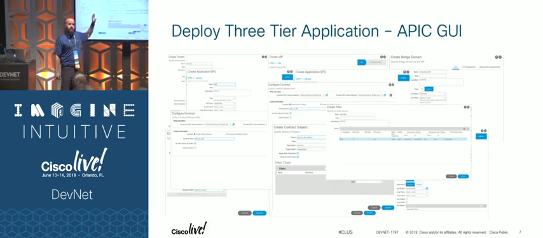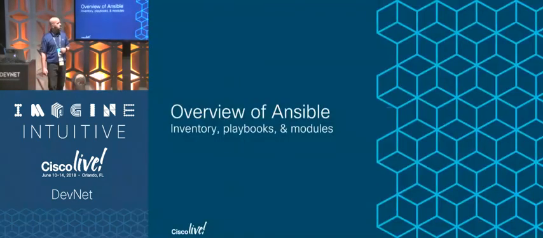And by the way, it could be even more windows if we need to create more EPGs, more VRFs, or more bridge domains. So is there a better way to do this? I think there is, and it's with Ansible. So let's take a look at Ansible.